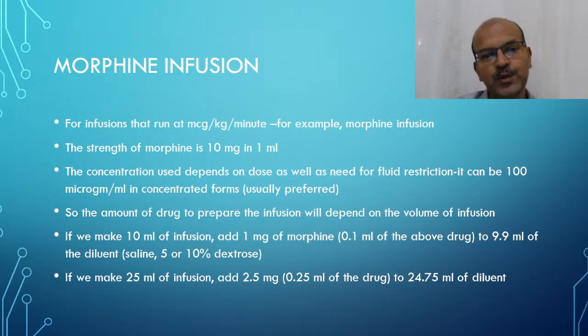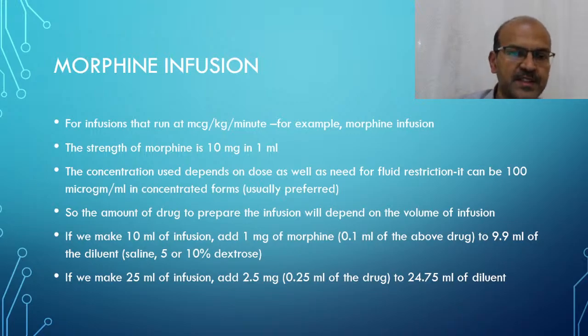So usually we use 100 microgram per ml in the concentrated forms, and that's the usual preferred because it gives you the flexibility of dropping or increasing the dose. The amount of drug that we need to prepare will depend on the volume. So most of the time we prepare 25 ml of the infusion. So if we make 10 ml, we will add 1 milligram of morphine, because the strength we are aiming is 100 microgram per ml.